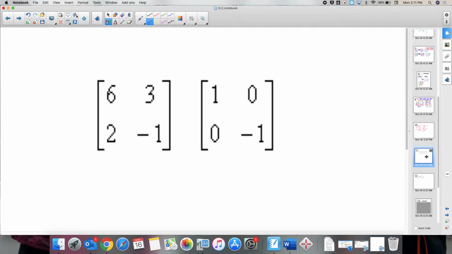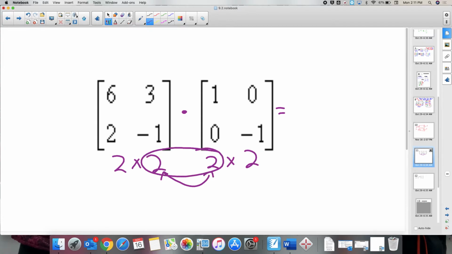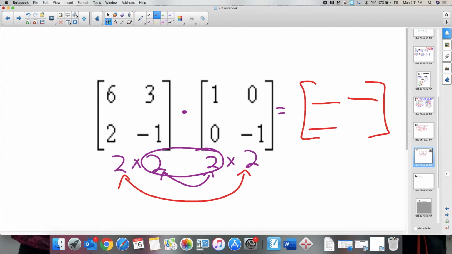Take a look at your next problem then. If you want to pause the video and do it on your own, go ahead and try it. So we have a 2 by 2 and a 2 by 2. We are allowed to multiply them because these numbers have to match up. Our answer comes from the outside. Our answer is going to be a 2 by 2 matrix as well. So I'm going to make my skeleton matrix 2 rows, 2 columns.